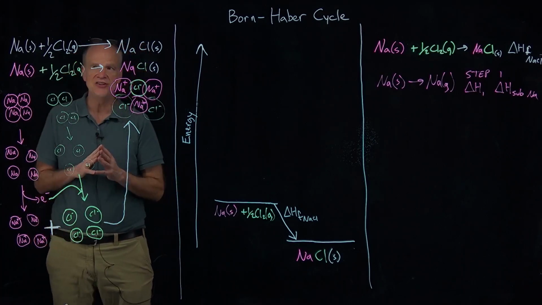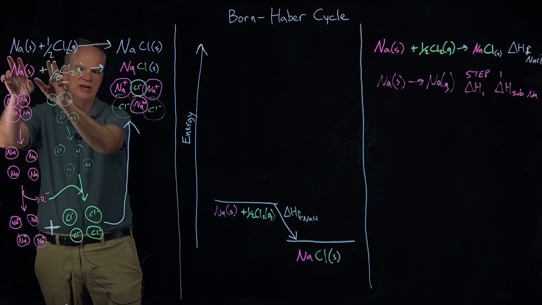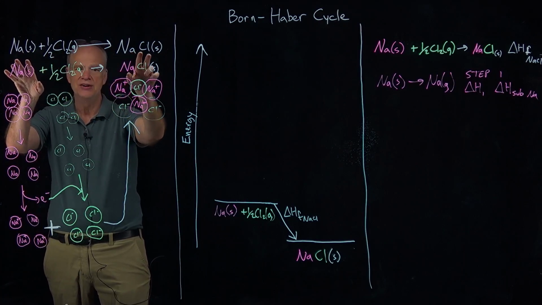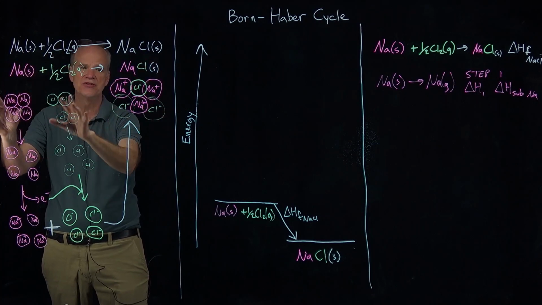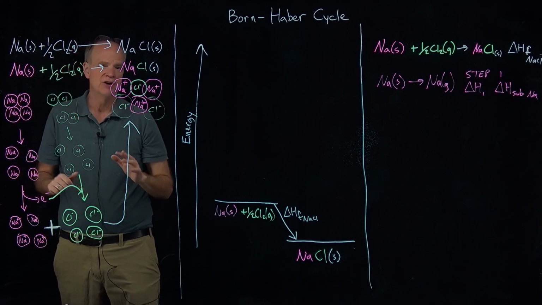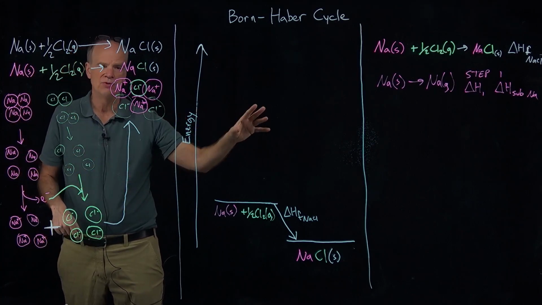And so basically, this is a nice description of how we take two elements in their natural states at room temperature and pressure and get a solid ionic compound. You can see that there are several steps involved here. And so what I'm going to do is relate these steps in a couple of different ways.